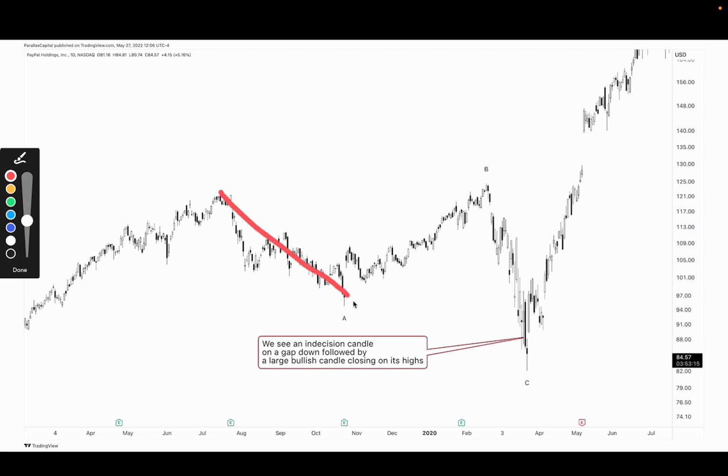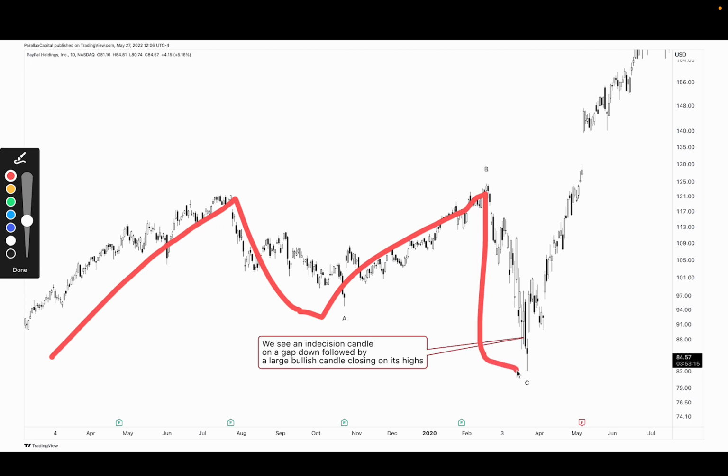Also, this is the flat pattern itself. So if I had to call this an M pattern, I absolutely could. It looks like the letter M, if you will.